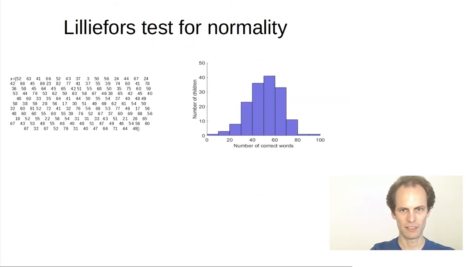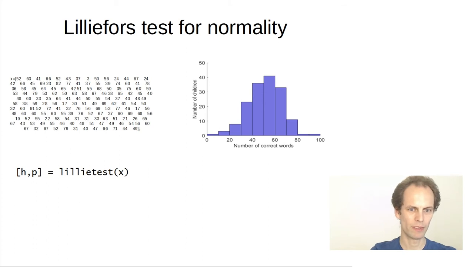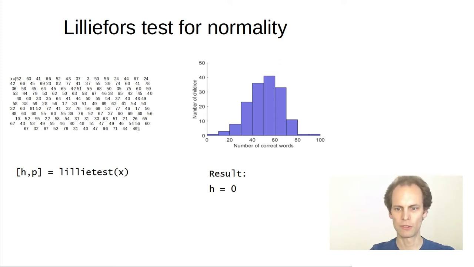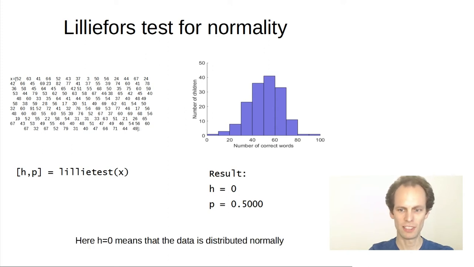So let's look still at our simulated data set. And here we have x equals, and then we have the values of what these children could score. So the first scores 52, the second scores 63, and so on and so forth. And that's the data that we have plotted over here. And it has this kind of bell shape. And if we take this data into MATLAB, then the Lilliefors test for normality is just called lillietest. So you write this line of code, and it'll print out h equals 0 and p equals 0.5. We won't go into the details here, but just say that when we see that h equals 0, it means that the data is distributed normally. And we can therefore use parametric tests on this data.